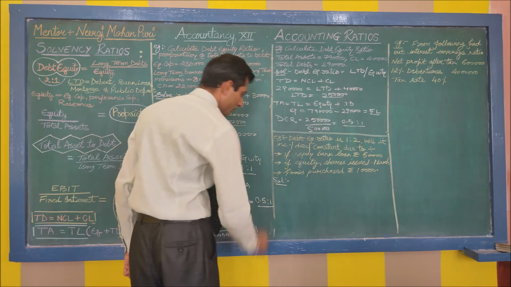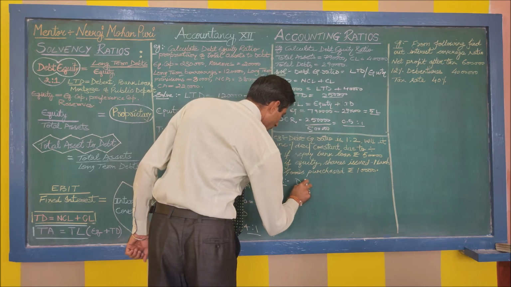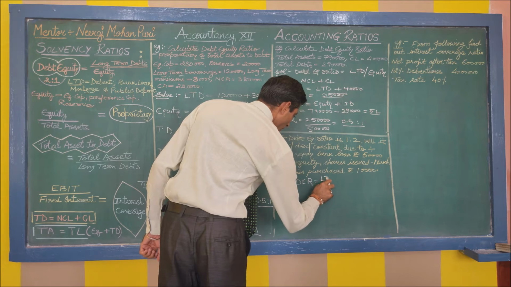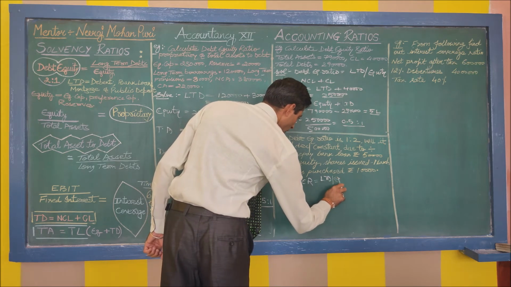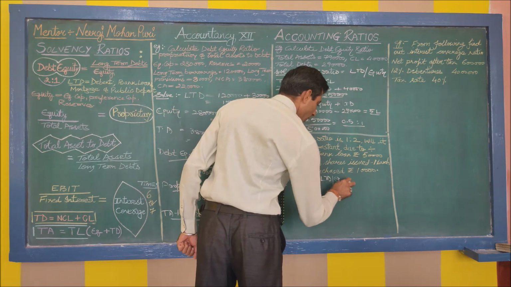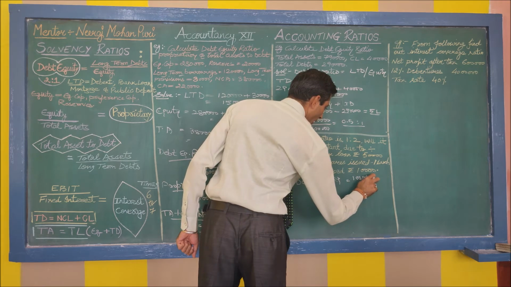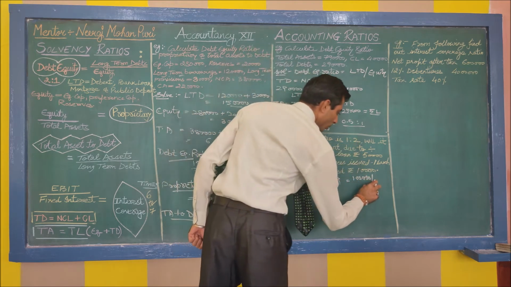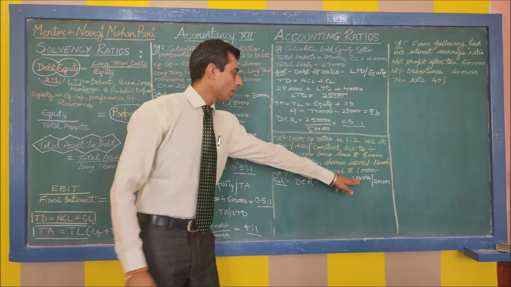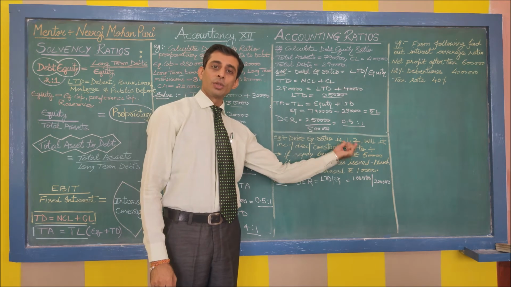Situation 1. If I convert it into a formula, debt equity ratio is equal to long-term debts divided by equity. The ratio is given to me as 1:2. I assume that my long-term debts are equal to 1 lakh and my equity is equal to 2 lakh. This is to maintain my ratio. If I divide 1 lakh by 2 lakh, I again get my answer as 1:2.